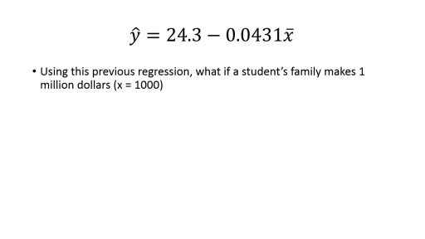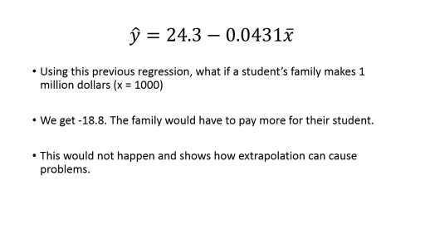Okay. So with this example, dealing with that money, let's say we had a family that made $1 million. How much financial aid should they have? So what we would do is plug in 1,000 into this X, and we plug 1,000 into this X. What do we get? We end up with negative 18.8.